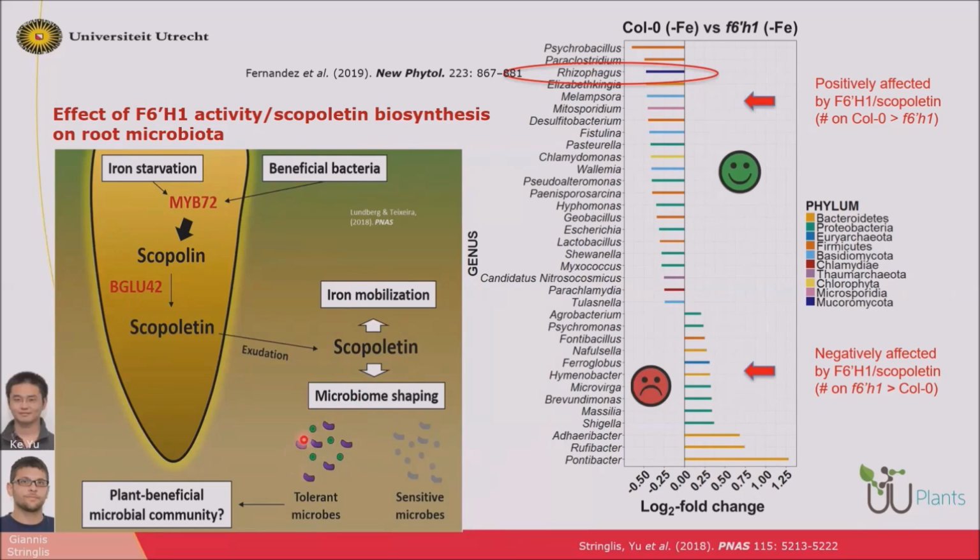Some microbes tolerate the coumarins, other ones are very sensitive. And then, we tend to believe, but we still need to prove that, many of the tolerant microbes, such as the pseudomonads that induce this whole biosynthesis pathway, are beneficial, and this is the way plant roots are able to recruit beneficial microbes to the root system while fending off pathogenic ones.